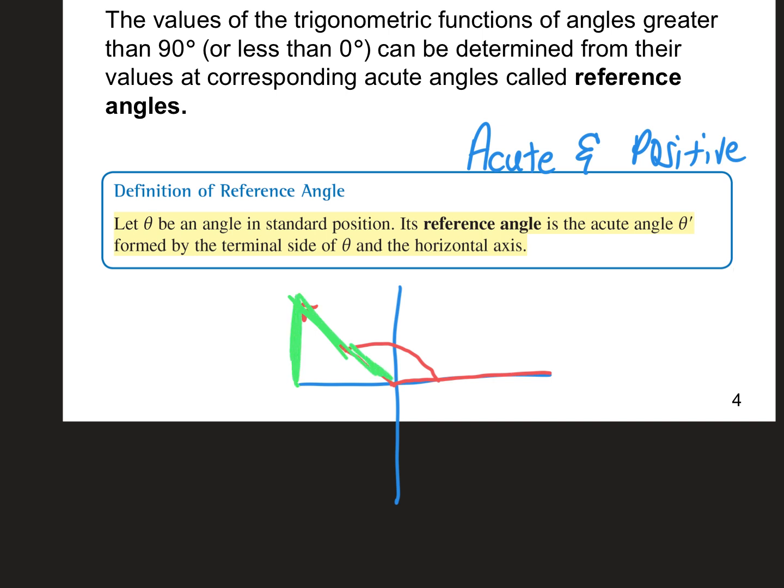So wherever you have an angle, wherever it ends, you take the terminal side and you just draw a vertical line to the x-axis. It'll either be up or it'll be down. But what you do is form right here this reference angle. Your reference angle will always be positive when you find out the value, and it'll always be acute. Those are some really important things for you to remember.